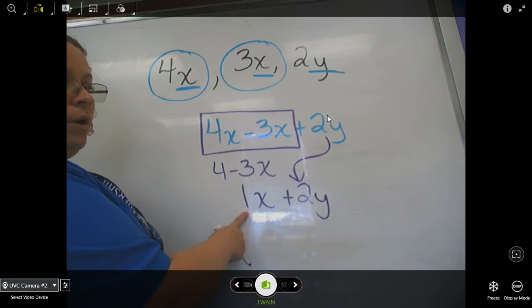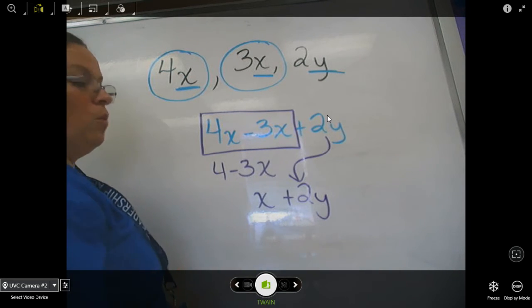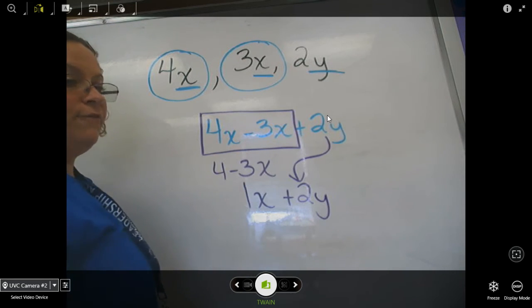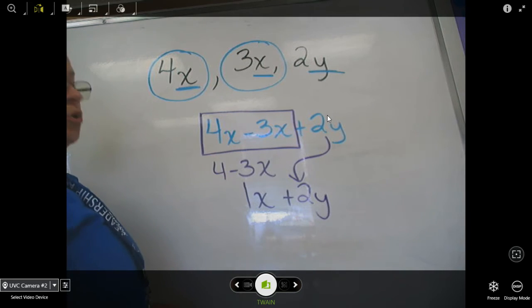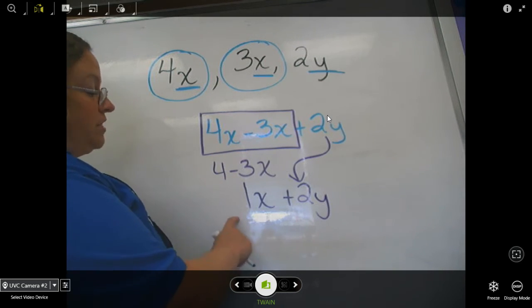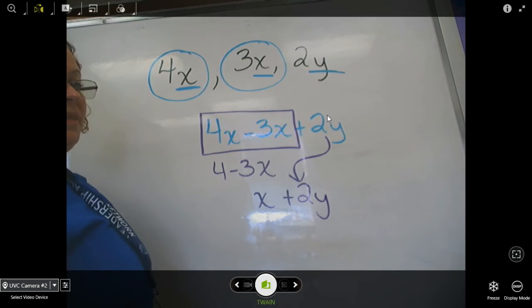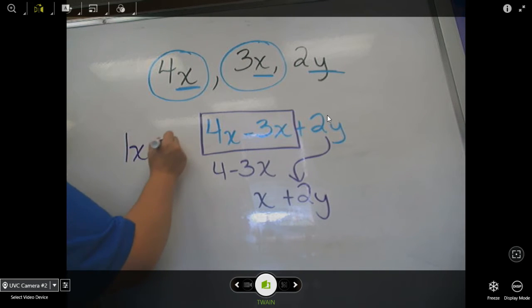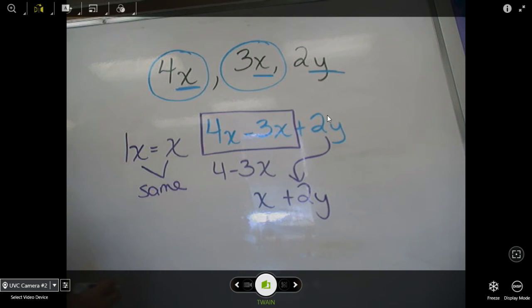Now, do I have to have the 1 in front? No. You can take it off if you want. If you don't see anything, it's understood to be a 1. You can leave it on there if you want to. But in your answer choices on a STAR test, you won't see a 1. It'll be gone. It'll just be that. So that's what you have to remember. 1x is the same thing as x. These are the same. They mean exactly the same thing. So that is how you would combine the like terms. All right, let's look at another one.